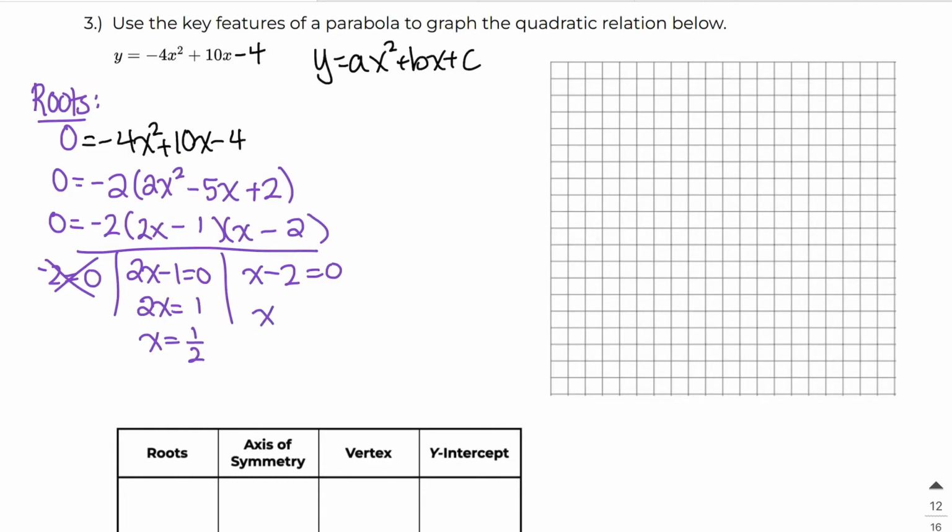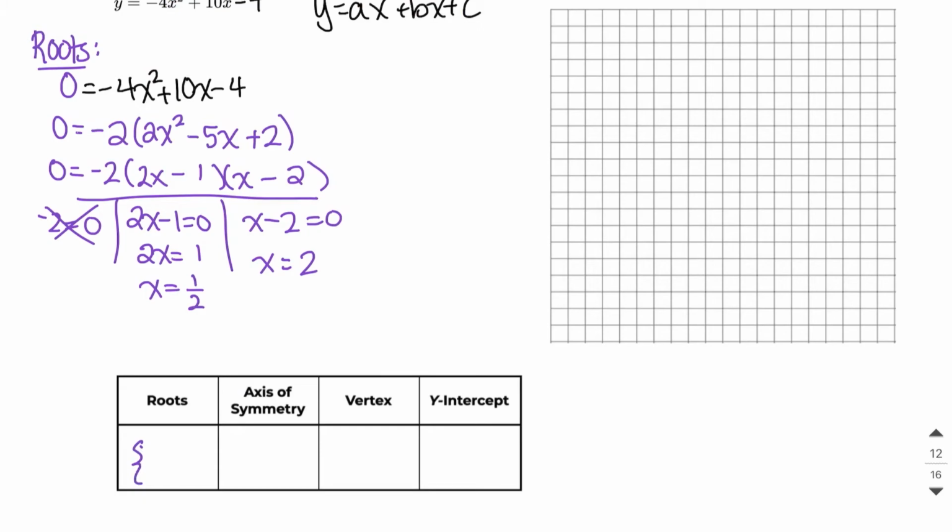And then here, to solve for our root, we would do x equals 2. Just add the 2 to both sides. So that means that my roots are 1/2, positive 1/2, and positive 2. Okay, now let's talk about how to find the axis of symmetry.